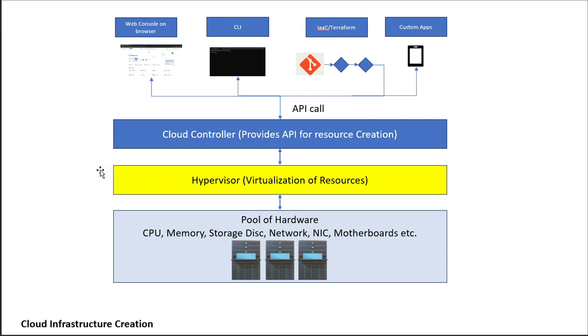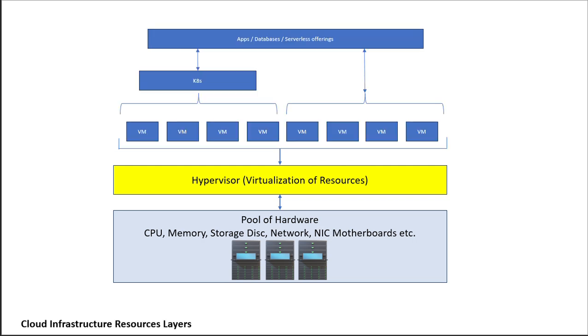Okay. Now let's see how those resources get organized. Once the request has been sent, the hypervisor will organize these CPUs and memories into virtual machines, right? These become the nodes. This is the basic unit which is available. In cloud, we have different kinds of offerings, right? Infrastructure as a service, platform as a service, software as a service. VMs are the basic unit for infrastructure as a service.